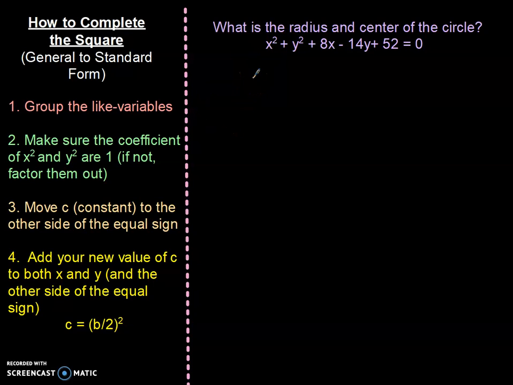So the first thing I'm going to do is I'm going to group the like variables. So I have x squared and 8x. So I'm going to write that first. And from there, I have y squared and minus 14y. And the rest I'll just bring down.